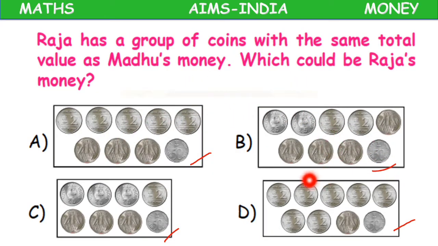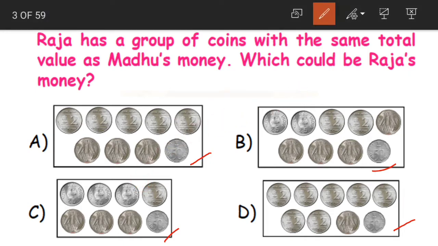So among these four options, which could be Raja's money? That means we have to find out the option whose value is equal to how much, children? 18 rupees 50 paise. If you look at the first option, we are having 1, 2, 3, 4, 5, 5 2 rupee coins. So 2 into 5 is equal to 10 plus 1, 2, 3, 3 1 rupee coins, that is equal to 13 and a 50 paise coin. So the value of option A is 13 rupees 50 paise.